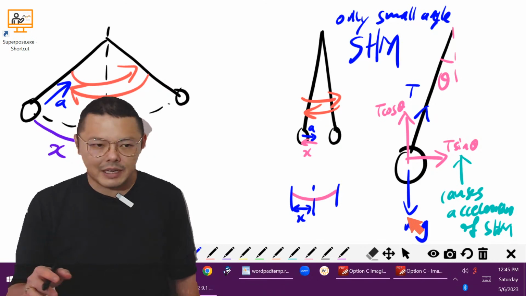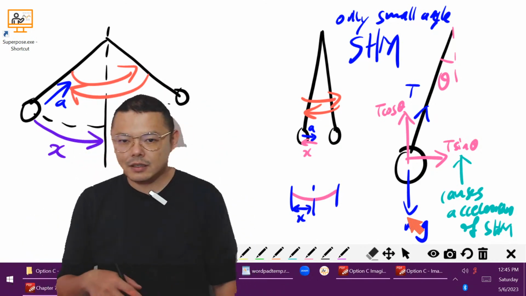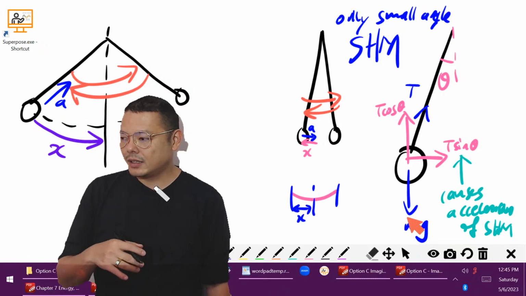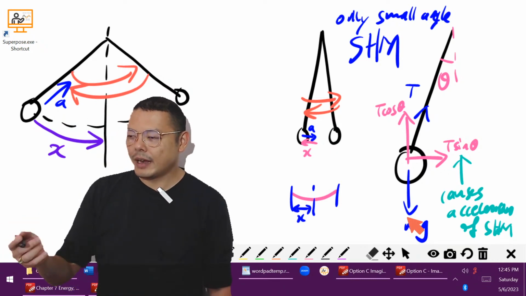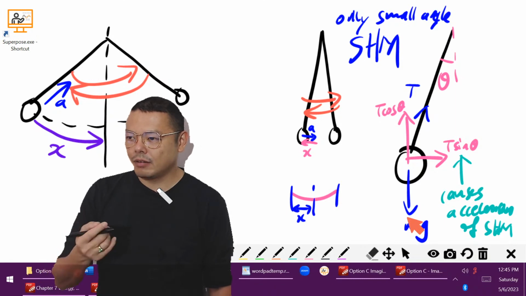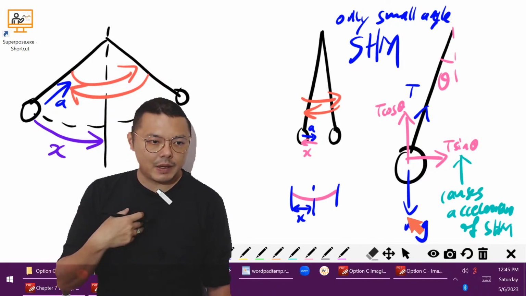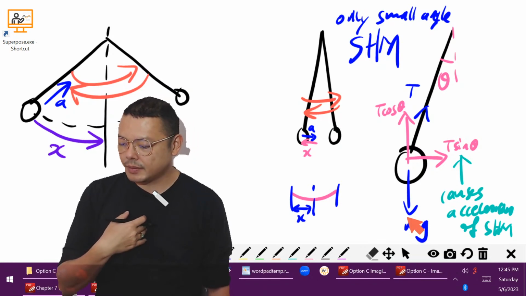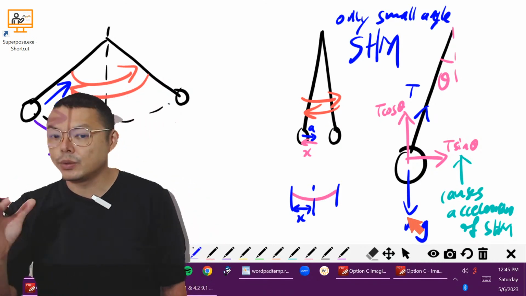Didn't you do that in Sec 4? No? They took it out already? But you will do it in IB, I didn't know they took it out from Sec 4. Oh, Sec 4, I still remember my A math, I still had to do small angle approximation. Sine theta approximates to theta. Anyway, none of your business, don't worry about it.